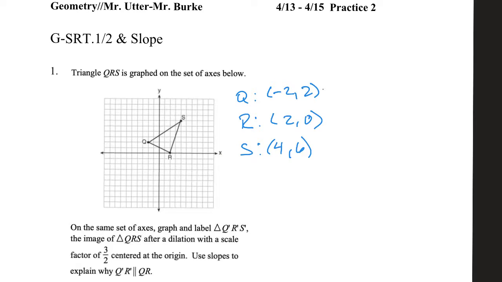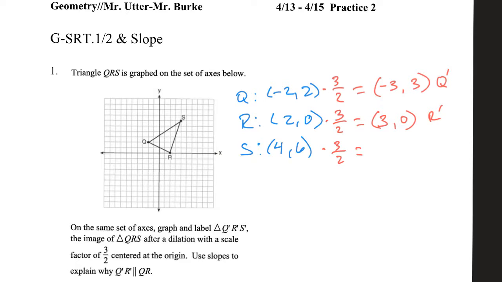And as I said, all we're going to do is multiply each of these by 3/2, and we will get our images. So for Q, if we multiply 3/2 by -2 and 2, the 2's are going to cancel each other out, leaving us with 3. So we're going to be left with -3 and 3. So this is Q prime. R, again, 2 times 3/2 is just 3, and anything times 0 is 0, so this is our R prime.